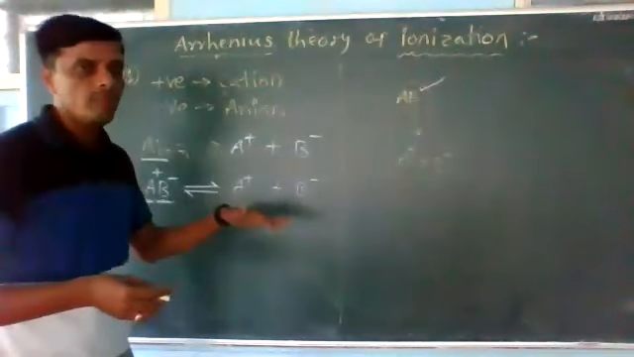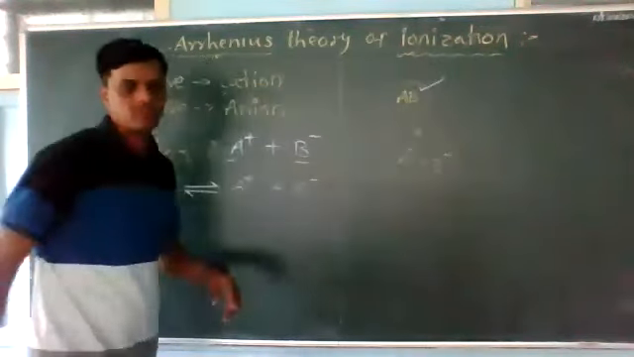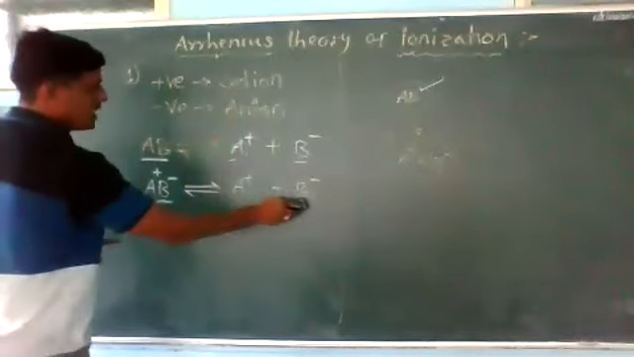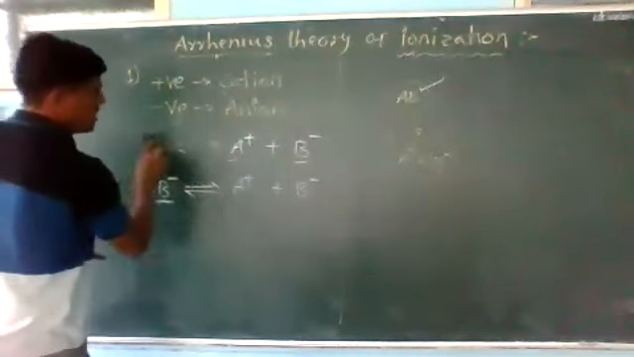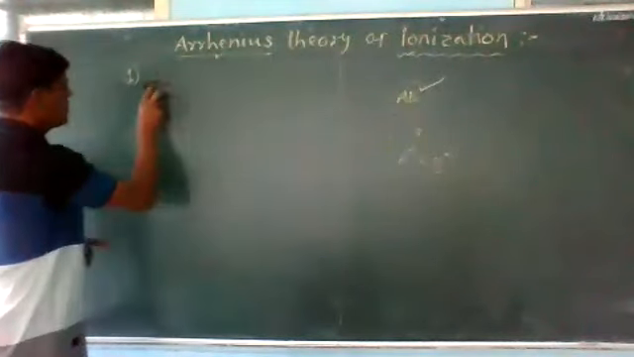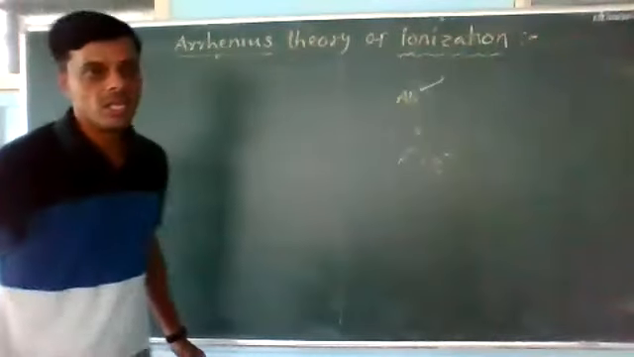Means in both forms, it is said that ions are formed. Positively charged ions are called cations, negatively charged ions are called anions. This was the first observation that was made by the scientist Arrhenius.